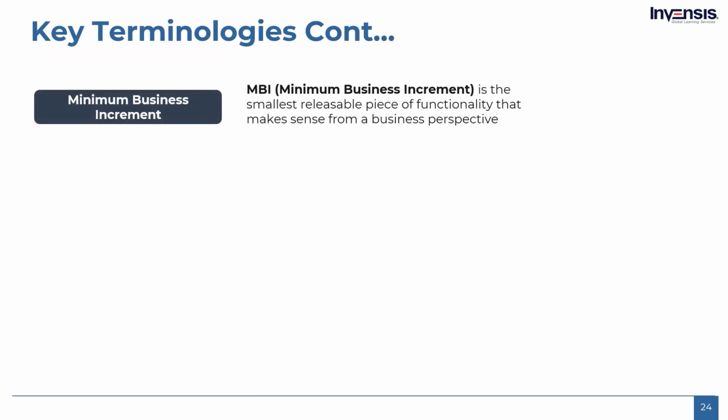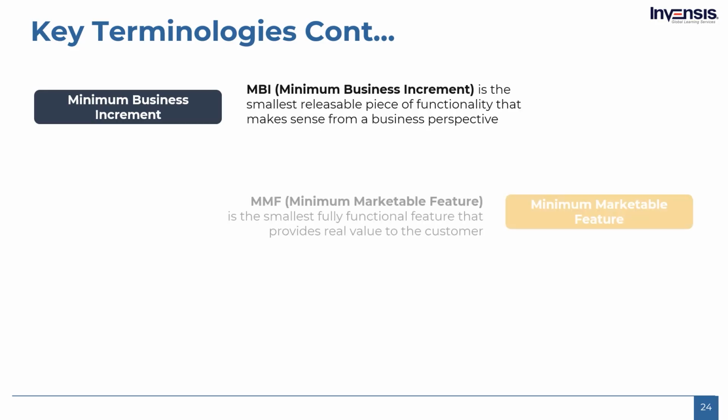Next, we have a minimum business increment, MBI. It is the smallest releasable piece of functionality that makes sense from a business perspective. It adds value for your customers and provides valuable feedback to the product team that the right functionality is being built, and is being built in the right way. Then we have MMF, which refers to the minimum marketable feature. It is the smallest fully functional feature that provides real value to the customer.